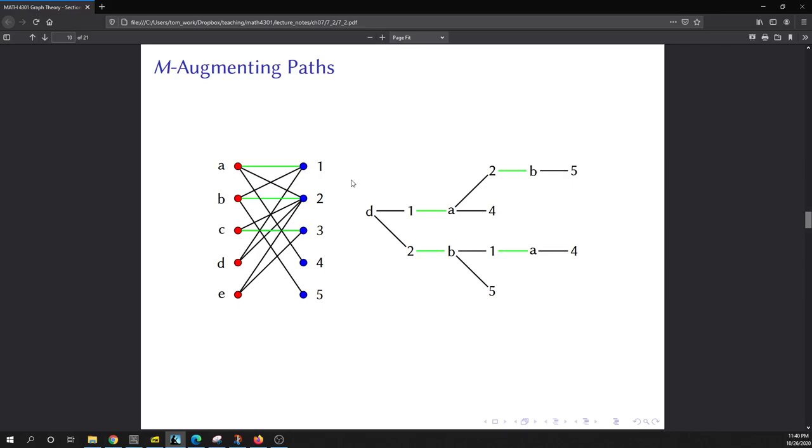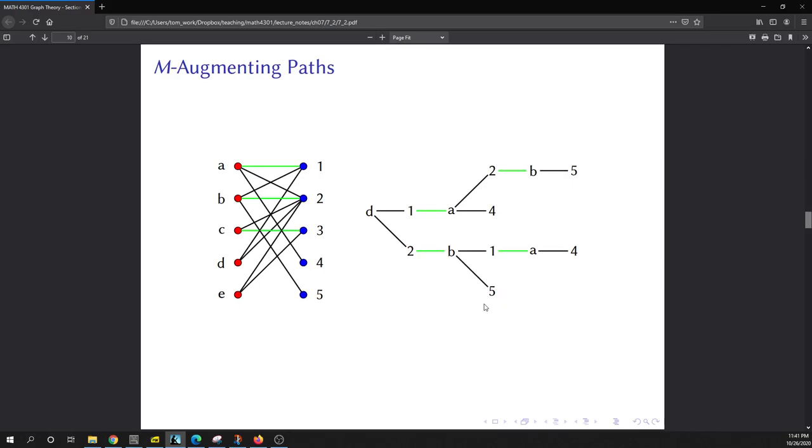So looking at the situation that I have here, D is an unmatched vertex, and then so is 4. So this path, if I go from D to 1, 1 to A, and A to 4, that is an M augmenting path. And so is this one right here, from D to 1, 1 to A to 2, 2 to B, and B to 5, because 5 is unmatched. These are unmatched vertices here. And likewise, so are these here as well.